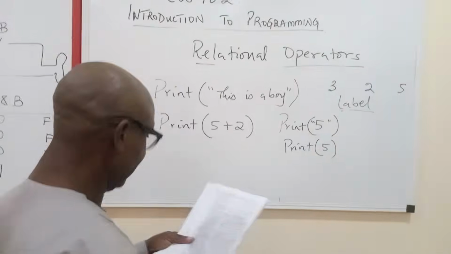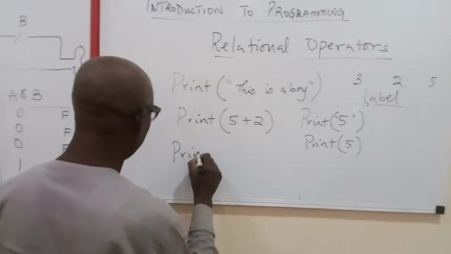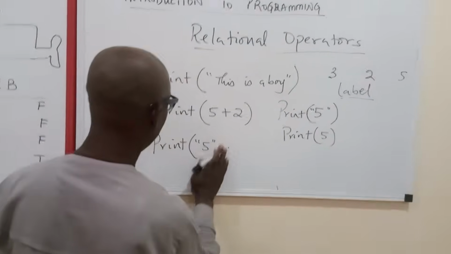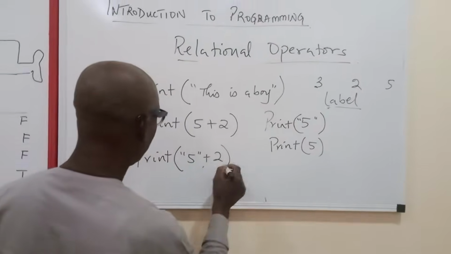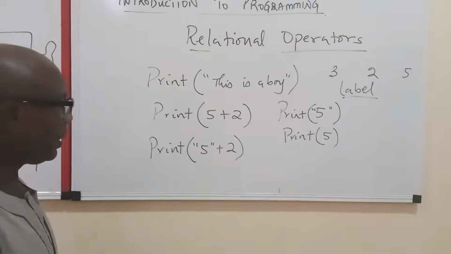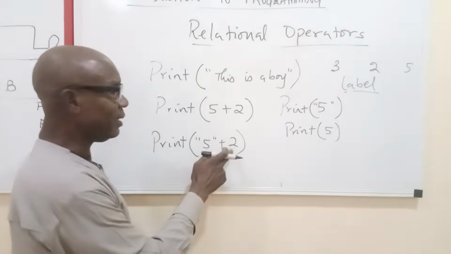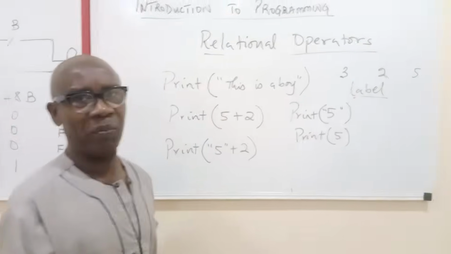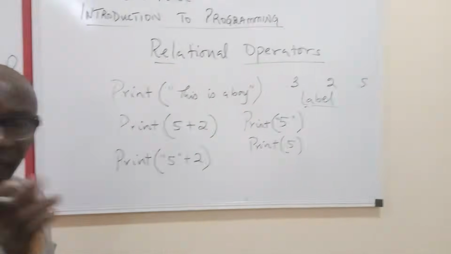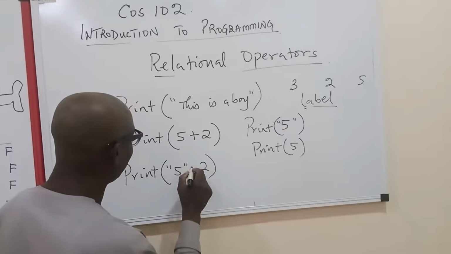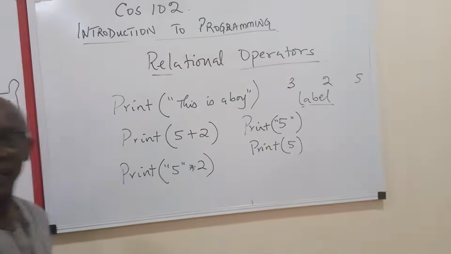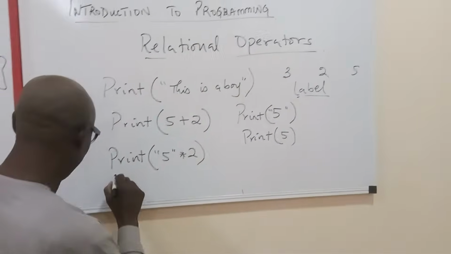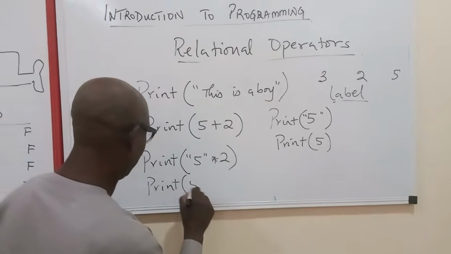However, let us look at something like this. If you do this, the string plus 2, this will throw an error because this is a string and this is an integer. So you cannot add an integer to a string. So that is not possible. So it's going to throw an error. However, if we do something like this, it is going to work. But what is the result? Let us try this again and do this.